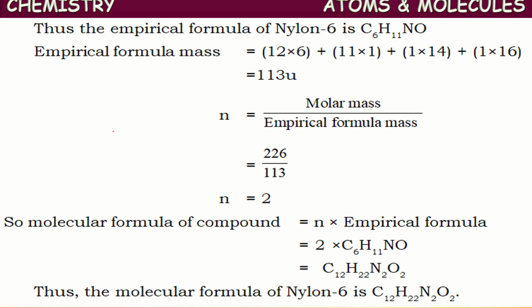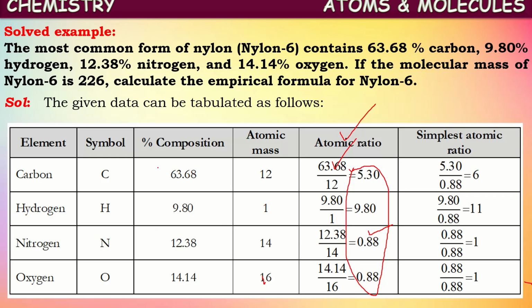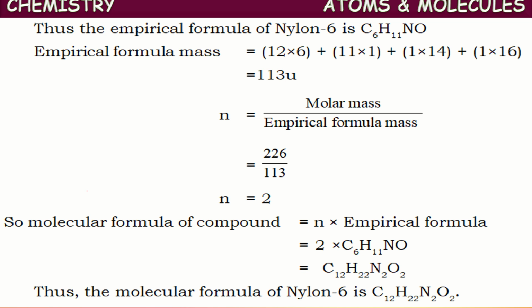Now the number of moles. The formula is N equal to molar mass by empirical formula mass. N is considered an integer here. The molar mass of nylon 6 is 226, as given in the problem. 226 by the empirical formula mass we just got, 113. So 226 by 113 gives 2. So N is nothing but 2.